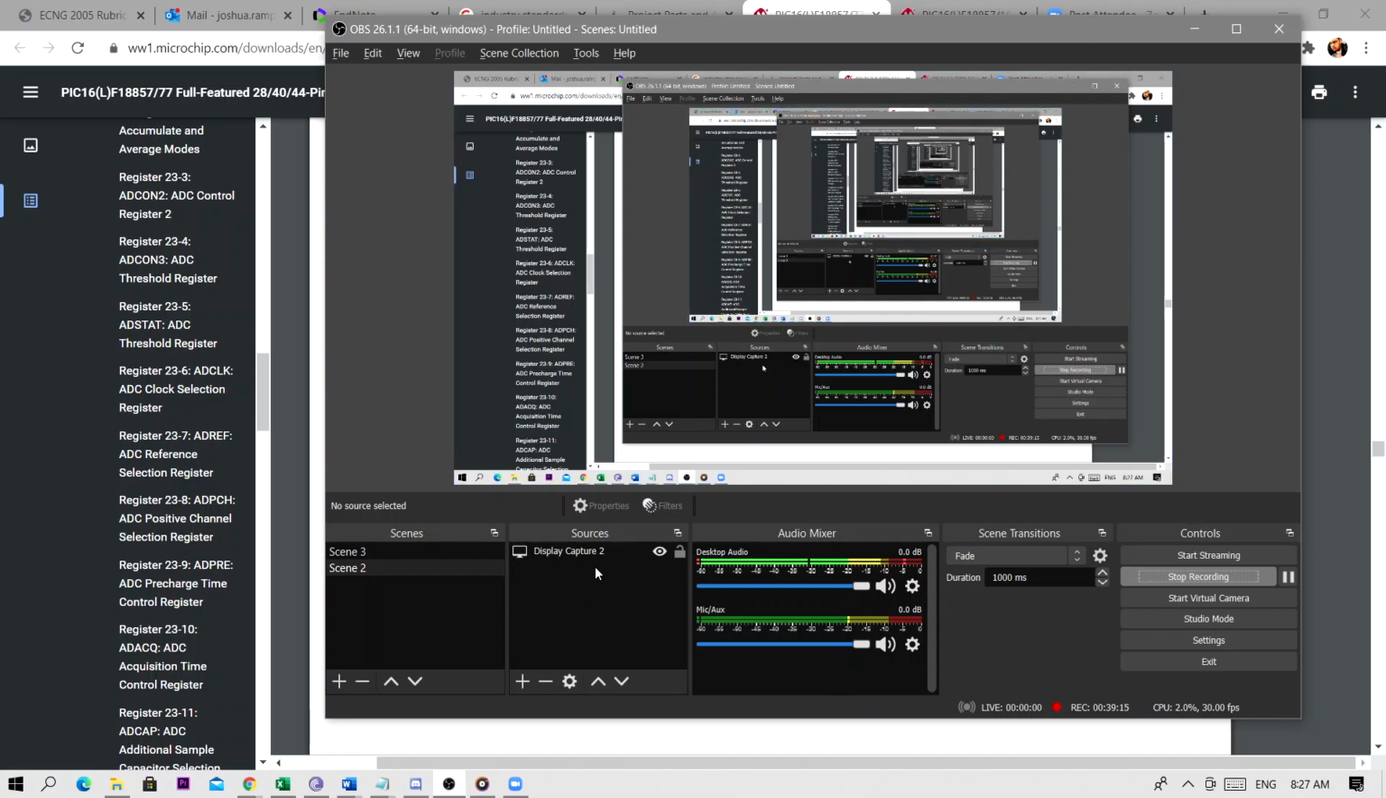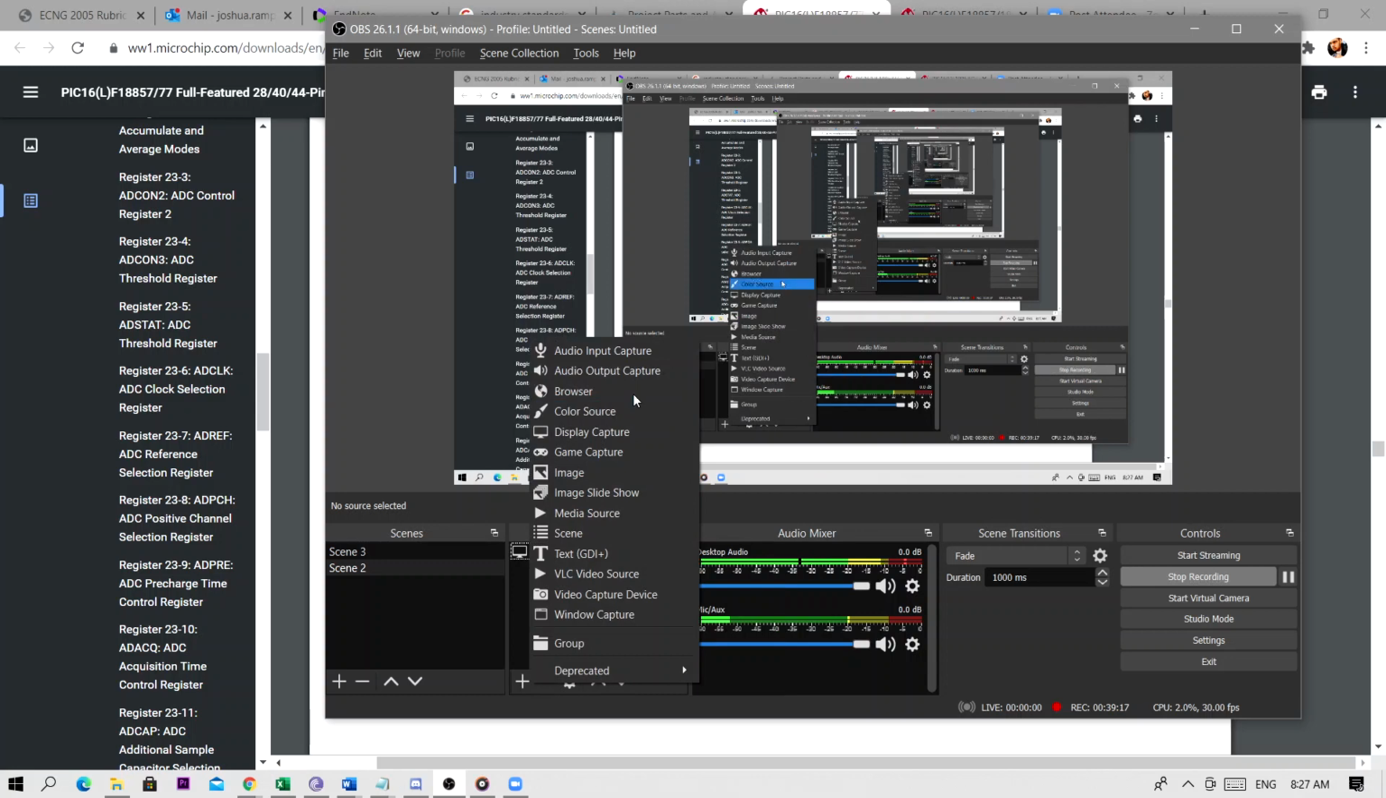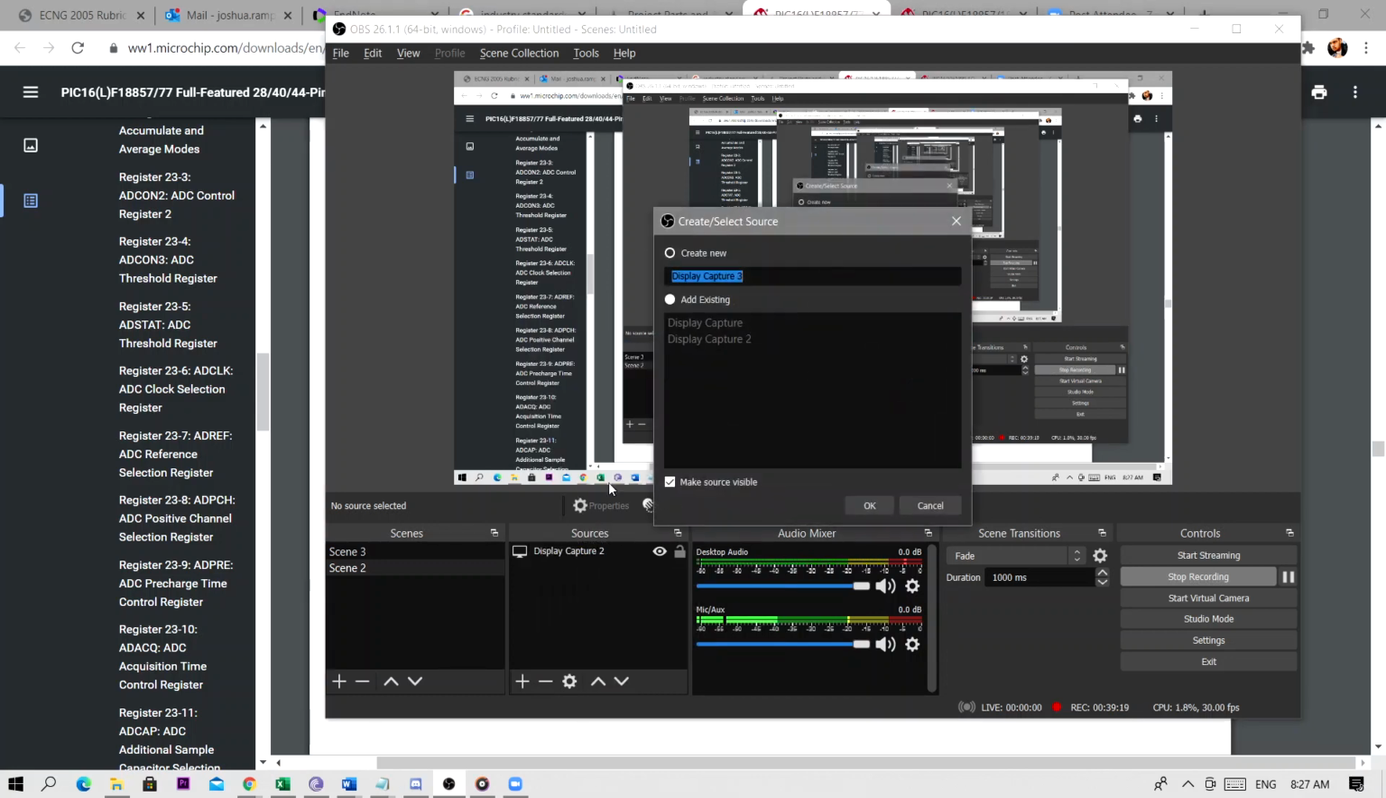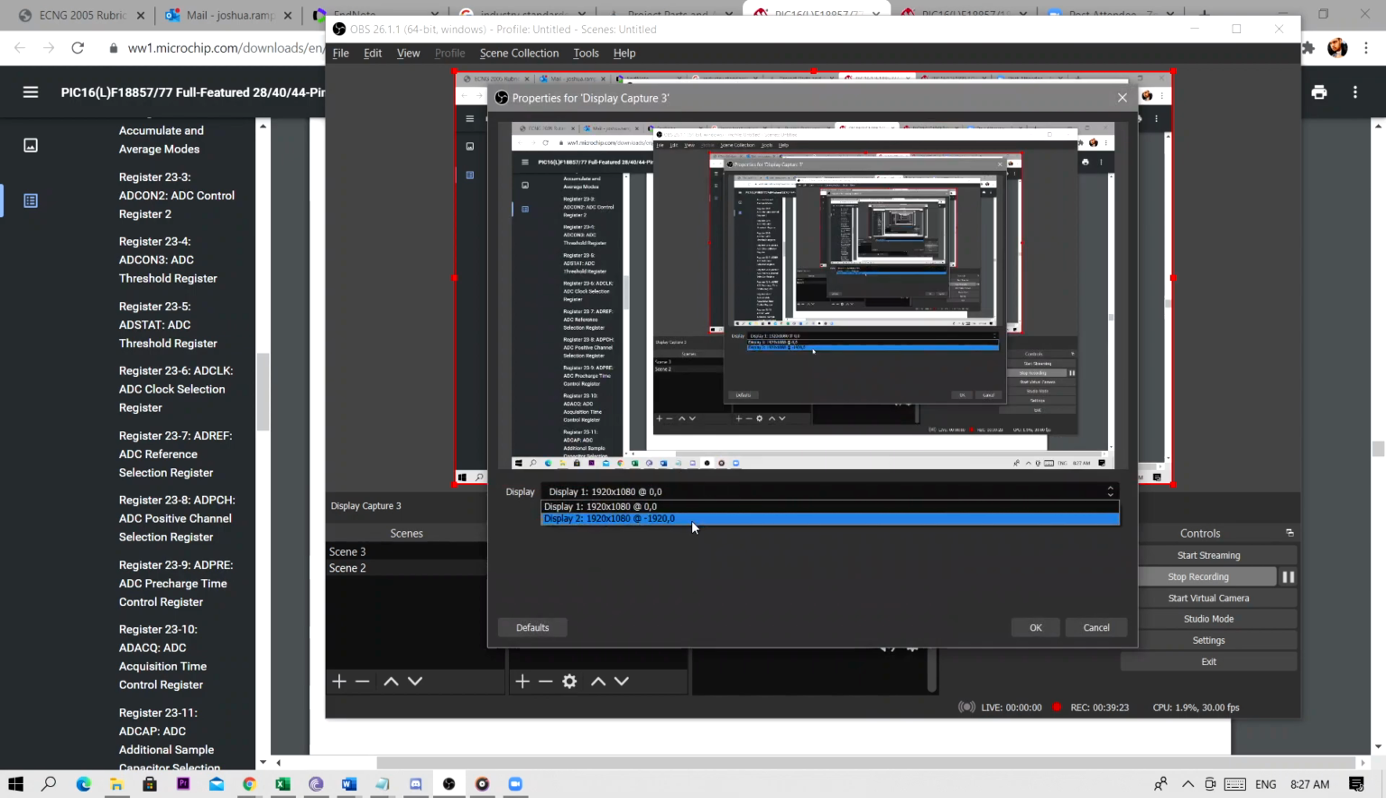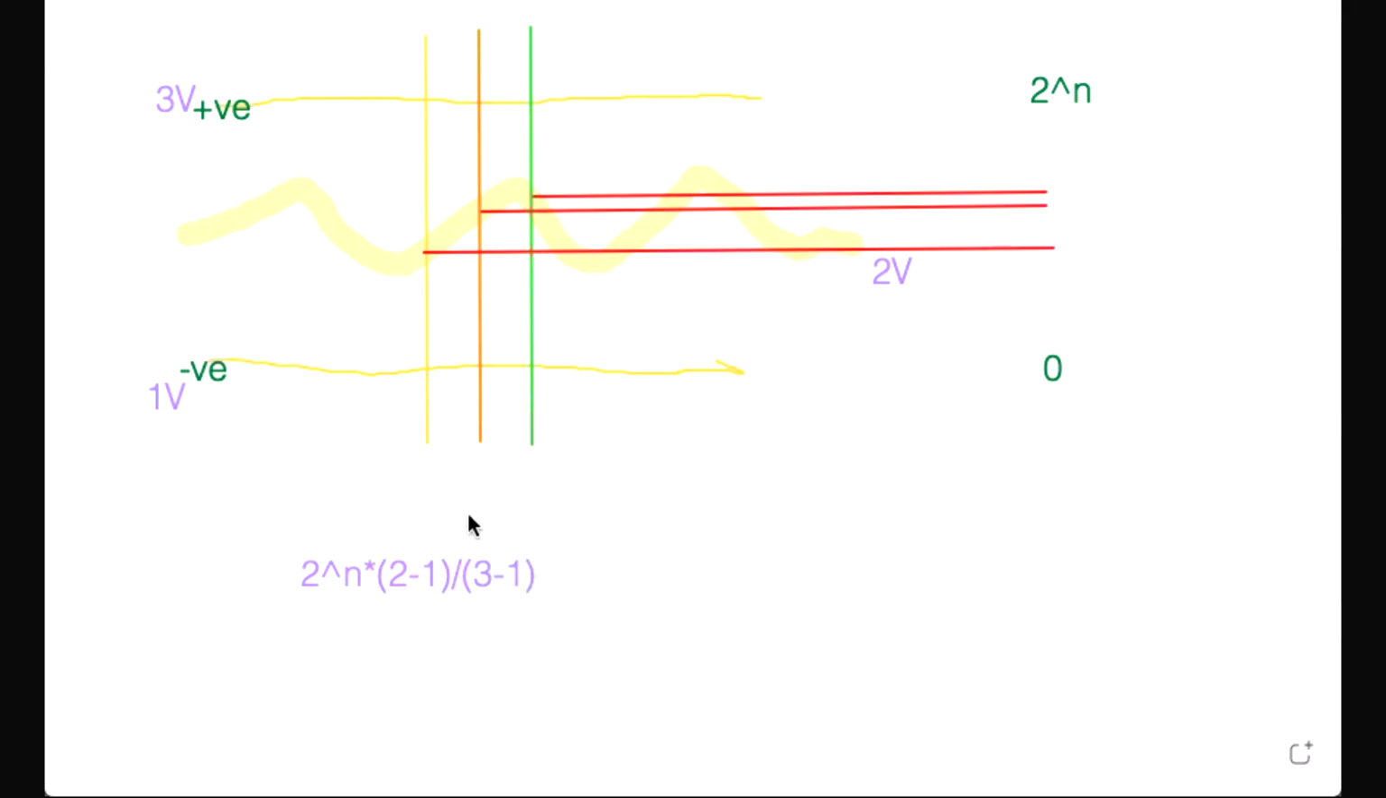Divided by the difference between my positive rail and the reference. All right? So in other words, the fraction we're looking at is: what is 2 minus 1 divided by 3 minus 1? That would be 0.5. We agree? Yeah. But I can't get a 0.5 in a binary number, right?